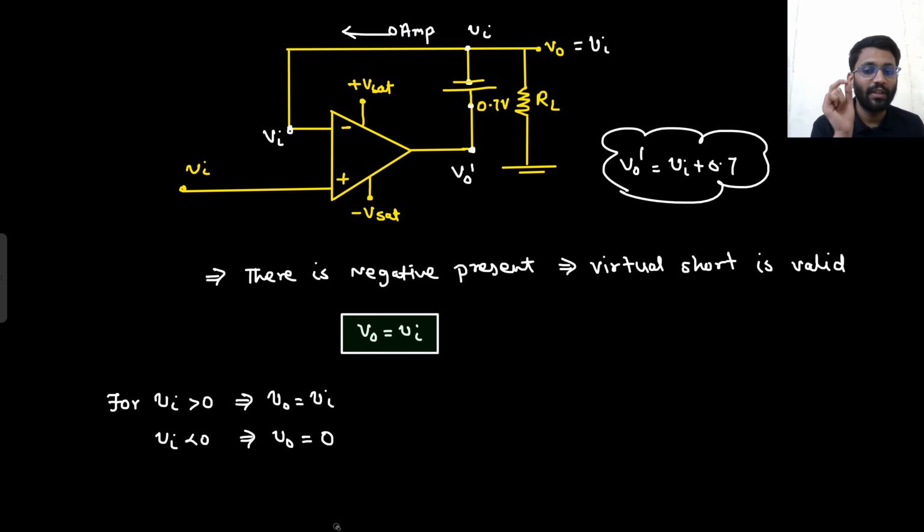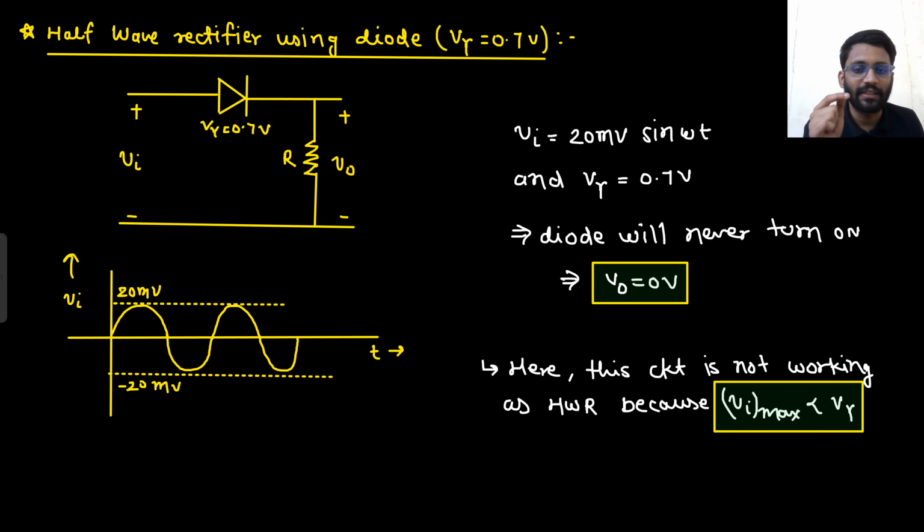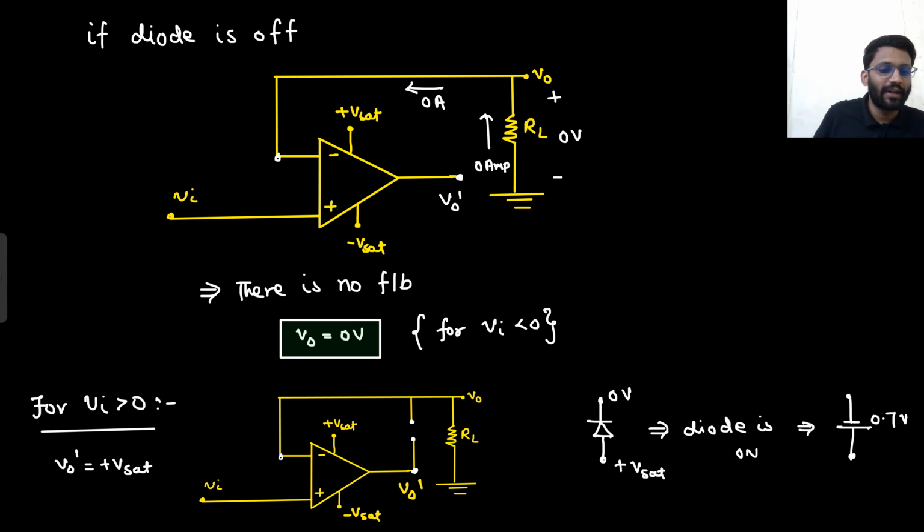So even for a small signal, your output is amplified. Say yes or no. In the previous case, 20 millivolt was the input signal, but your output was not able to rectify. Even for a small signal, you were not getting any output. You were using it as a half wave rectifier, but since the signal was small, you did not get any output. But now the signal is small, still you are getting some output.